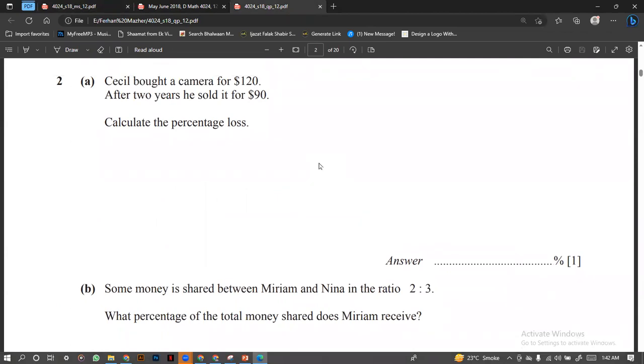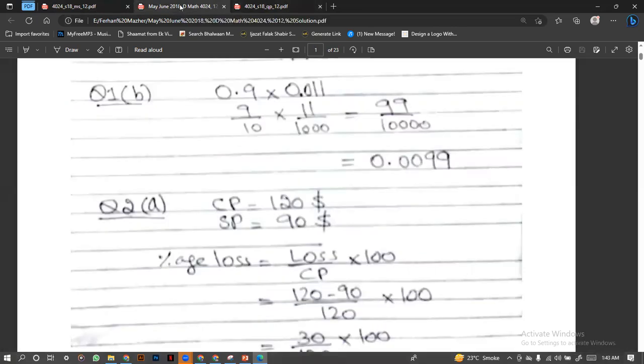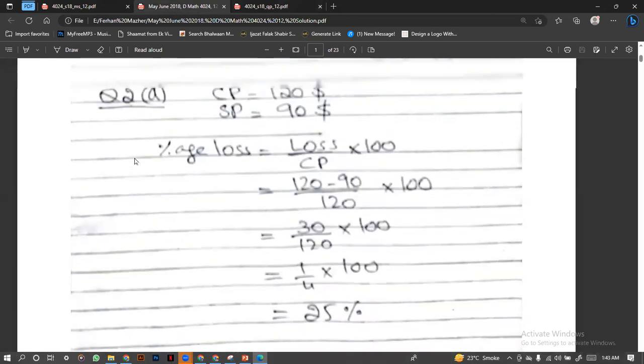This is the solution. Question number 2, A part. Cecil bought a camera for $120. After 2 years, he sold it for $90. Calculate the percentage loss. So he has basically loss. He bought something on $120, sold it on $90. So there is a loss of $30. The percentage loss is loss divided by the cost multiplied 100. And so the cost price is $120. The sale price is $90.